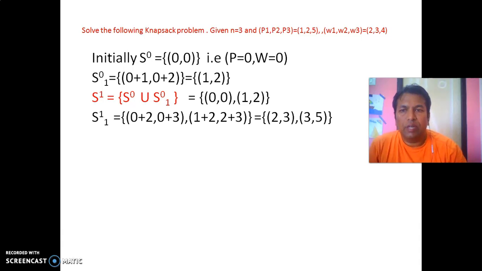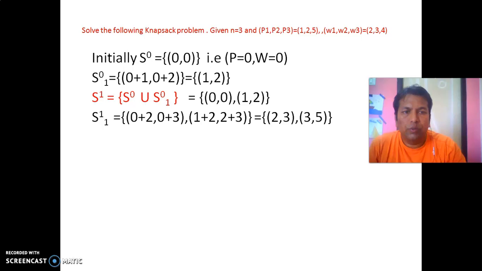Now again we are going to generate a set, S1 power 1. We are now considering the second object. The profit of the second object is 2, and the weight of the second object is 3. These values, 2 and 3, are added to the tuples in S power 1. If you add them, we generate the tuples 2 comma 3 and 3 comma 5.